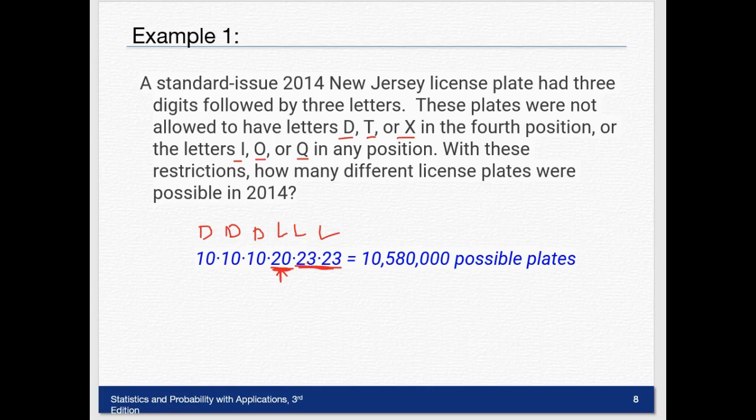Now with digits, it's 0 to 9. Those are your digits, so that's 10 different digits. And it seems like you can do repeats. It doesn't matter. So then you would multiply 10 times 10 times 10 times 20 times 23 times 23, and you get 10,580,000 possible plates.